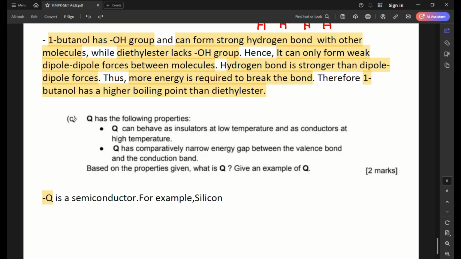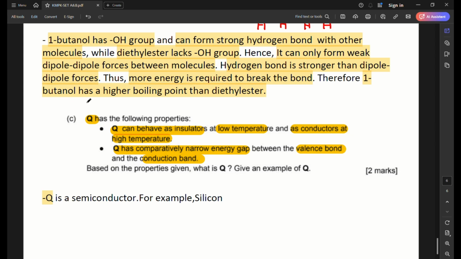Okay, so let's move on to our last question. Q has the following properties. Q can behave as an insulator at low temperature and as a conductor at high temperature. Q also has a comparatively narrow energy gap between the valence band and the conduction band. Based on the properties given, what is Q? Give an example of Q.